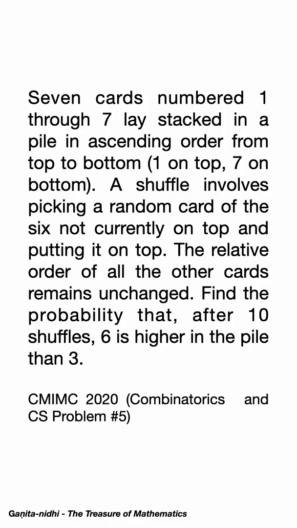Seven cards numbered 1 through 7 lay stacked in a pile in ascending order from top to bottom, 1 on top, 7 on bottom. A shuffle involves picking a random card of 6, not currently on top, and putting it on top. The relative order of all the other cards remains unchanged. Find the probability that after 10 shuffles, 6 is higher in the pile than 3.